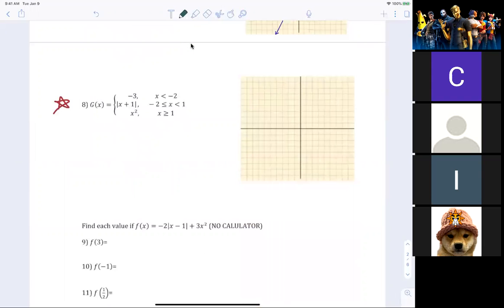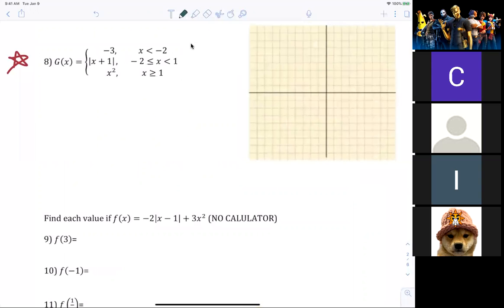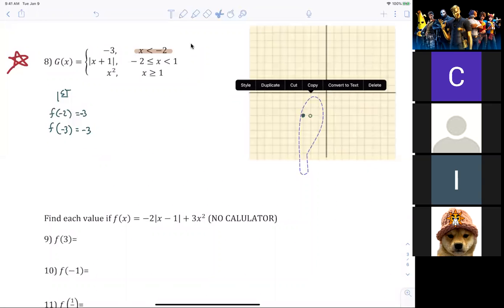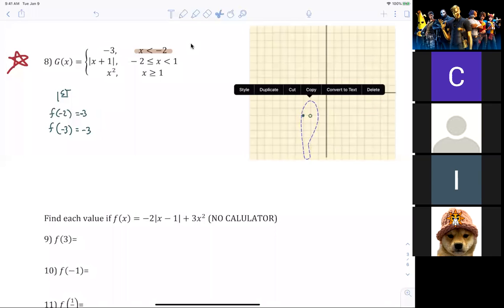All right, so I have another question here regarding the piecewise functions. Let's look at the first piece, which is for everything less than negative 2. If I start at negative 2, I'm going to be at negative 3. If I'm less than negative 2, it will also be negative 3. Now this one is an open circle, and this one is a solid dot. So when I graph those, at negative 2, I'm going to be at negative 3, and at negative 3, I'm going to be at negative 3. And I know that's just a horizontal line.